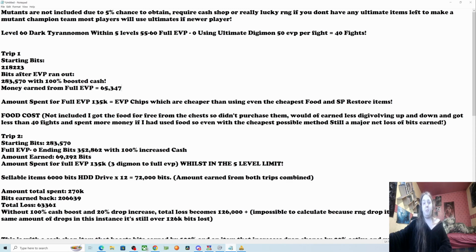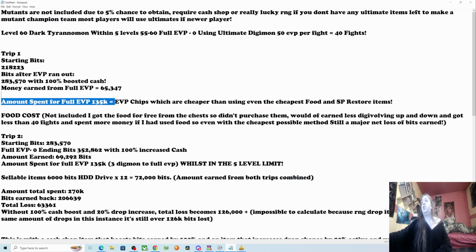So the trick in this game, which I only just found out recently after months of playing, is to Digivolve up and down and use EVP chips instead of food. Considering all three of my Digimon need to be within this Digimon's level to basically guarantee the highest drop chance to efficiently grab the crafting items, the amount spent for full EVP would have come to 135,000 bits. The reason being, each chip is 10%, 4,500 bits to buy. So I would need 10 of them to go to 100%, which is 45k. Three individual Digimon is 135,000 bits to get back to full EVP.